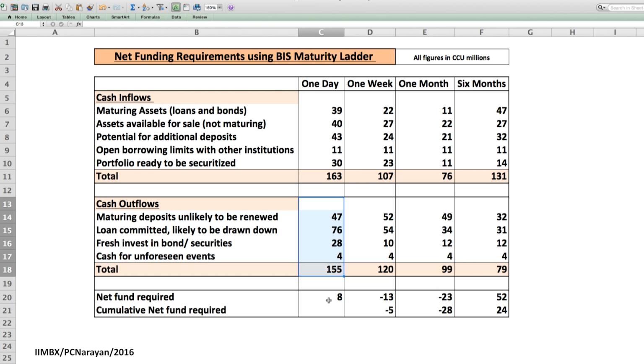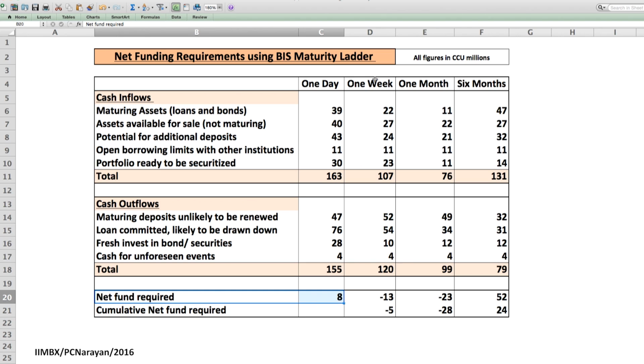The net cash flow is positive, which means 163 cash inflow minus 155 cash outflow, which gives you a total of 8 million CCU. So in other words, as of close of business tomorrow or the next working day, this institution is likely to be in the money by 8 million CCU.